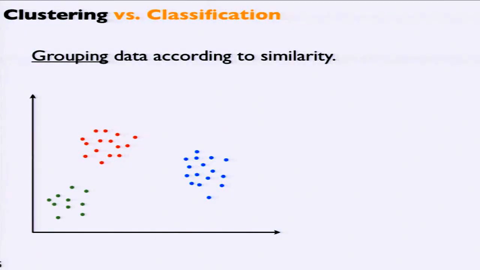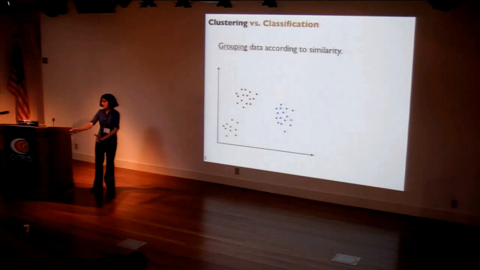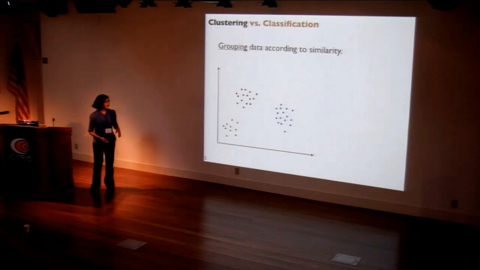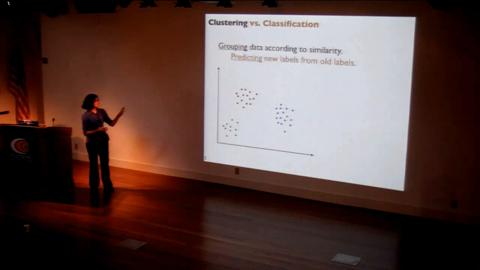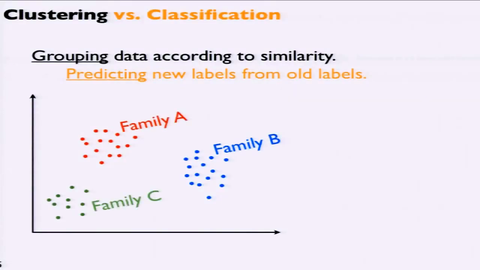What's their meaning? Maybe they correspond to families and the sort of urns that they've spewed out back in the day around their homes. But if we were doing classification, we would know that in advance. We would know, hey, this is actually family A, this is family B, this is family C. And instead of finding structure in all of the data, we want to predict the values on some new data. So using the old known labels, we want to predict on the new labels. So we actually have some sort of fundamental information beforehand. We don't have that in clustering.